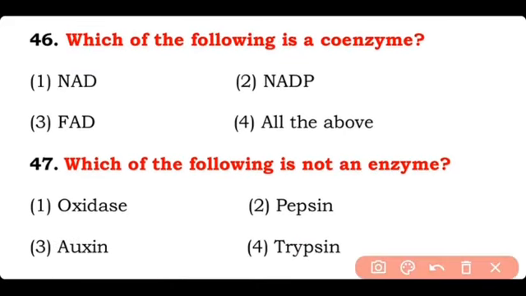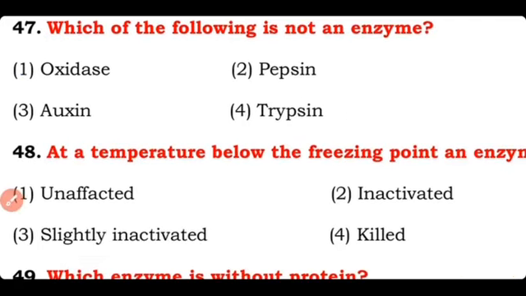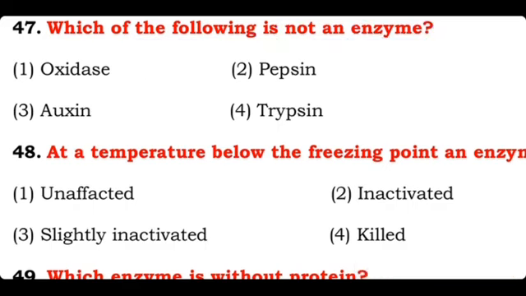Question number 46. Which of the following is a coenzyme? NAD, NADP, FAD, all of these. So correct answer is option 4. NADP, NAD, and FAD all are coenzymes. Question number 47. Which of the following is not an enzyme? Oxidase, pepsin, auxin, trypsin. So correct answer is option 3. Auxin is not an enzyme, rather it is a plant hormone that promotes cell elongation.